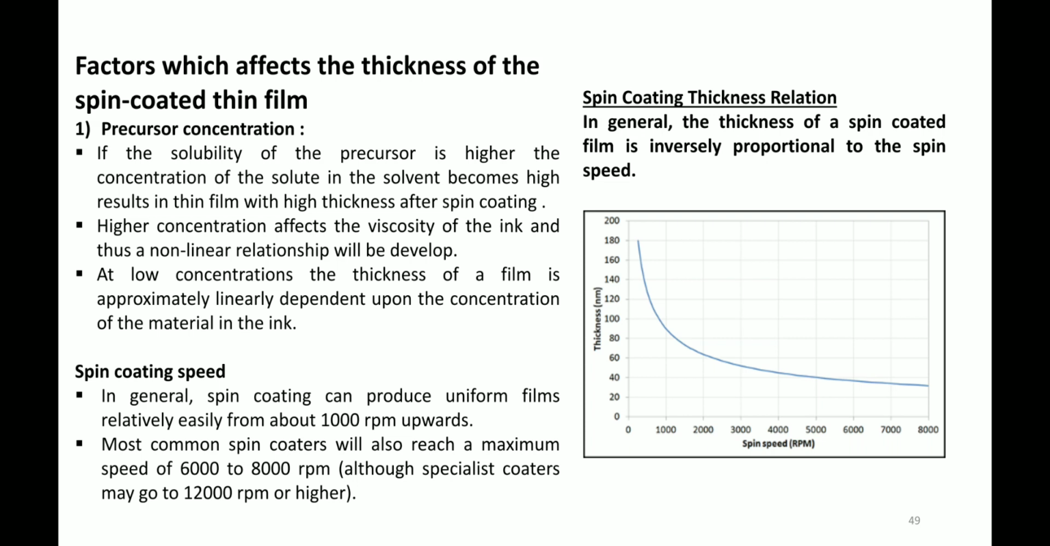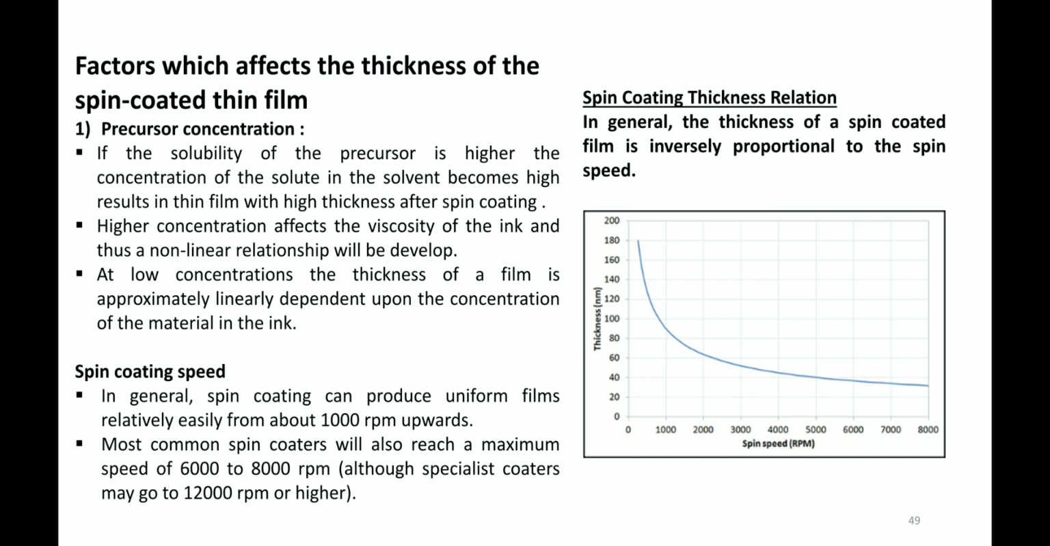So if the solubility of the precursor is higher, the concentration of the solute in the solvent becomes high, resulting in a thin film with high thickness after spin coating, right? High concentration means basically we are making a more viscous ink, right? And thus a non-linear relationship will develop. At low concentration, the thickness of the film is approximately linearly dependent upon the concentration of the material in the ink. So it is easy to understand that the precursor concentration is going to affect the viscosity of the solution. If it is a very high concentration, it is very highly viscous, and then the thickness of the thin film will be high. And if the precursor concentration is less, then viscosity is less, and the final product is the thin film.